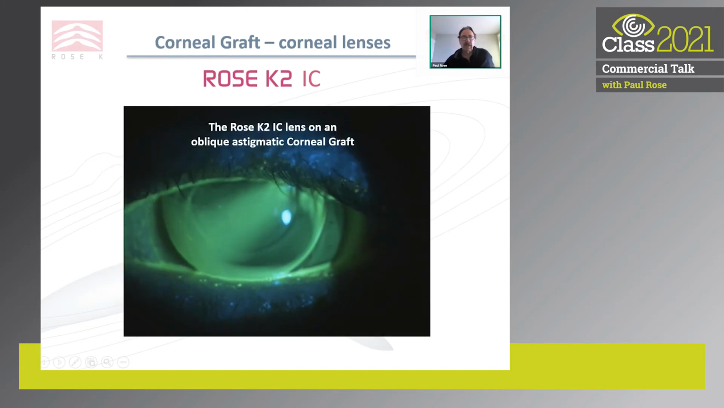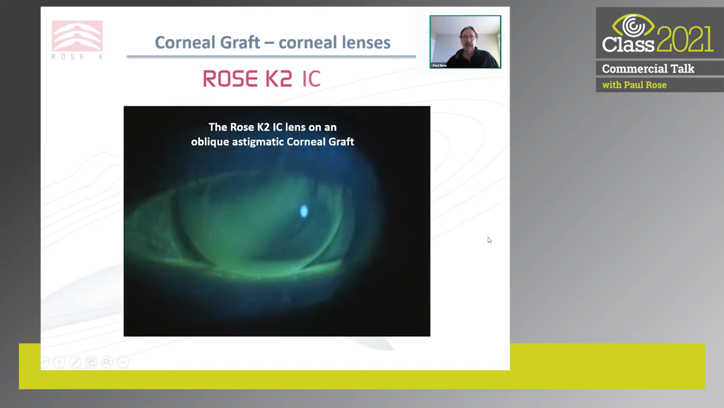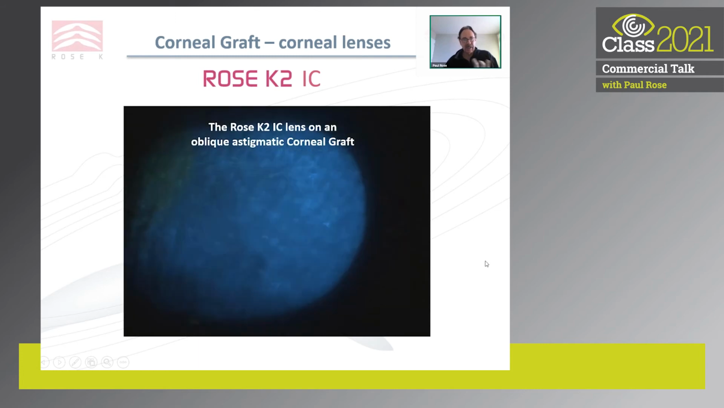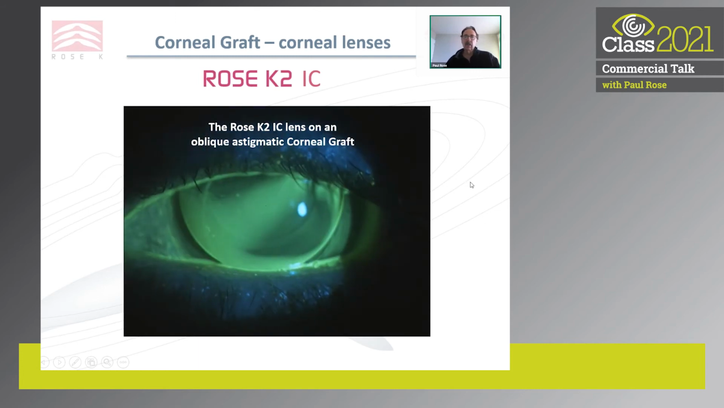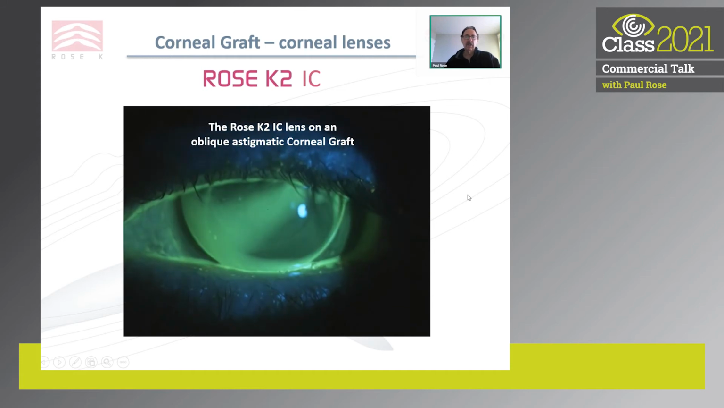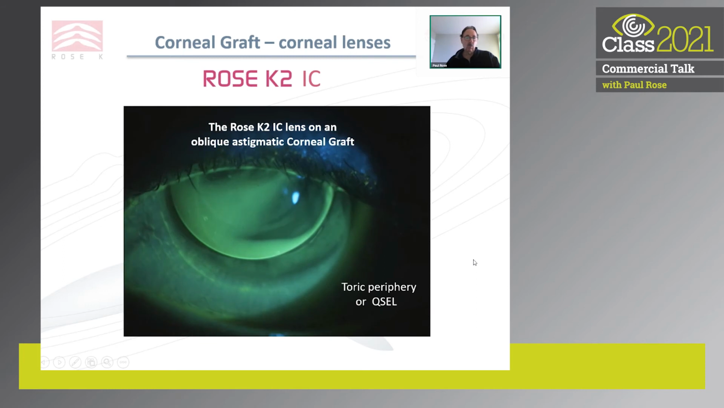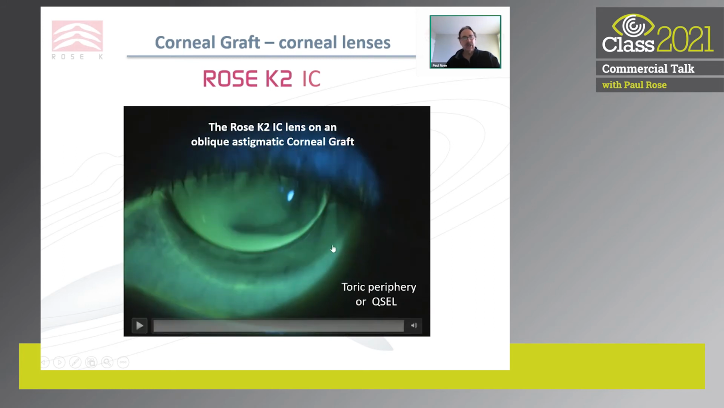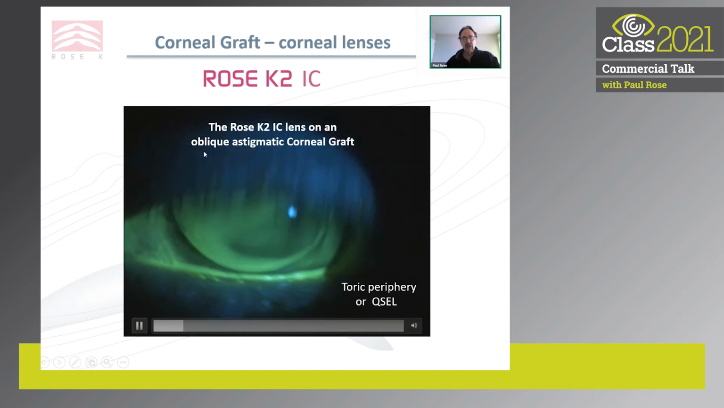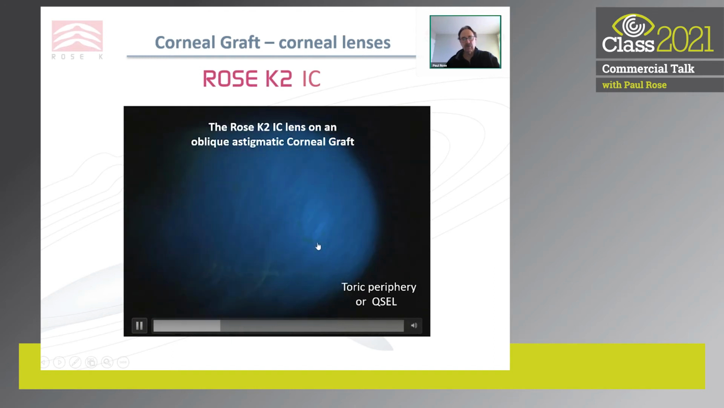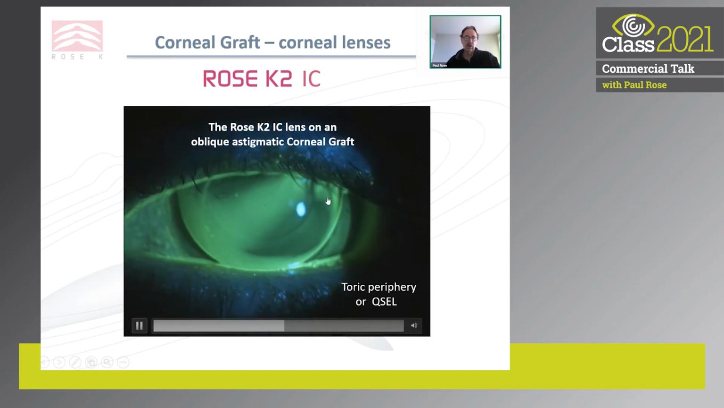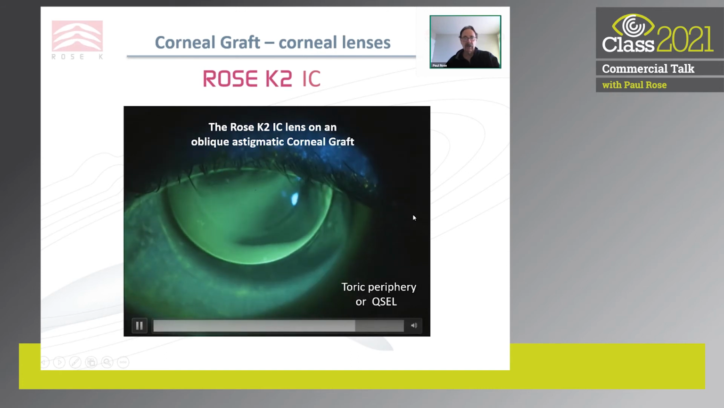Here's a Rose K2 IC lens on an oblique graft, and again, you can see how the lens doesn't center particularly well. If grafts are very toric, often they decenter as you see here. So again, what would you consider? A toric periphery, where you actually alter the fit over the peripheral cornea here and here, or again, a quadrant-specific edge lift where you want to increase the edge lift here, and certainly you want to decrease it in this quadrant.